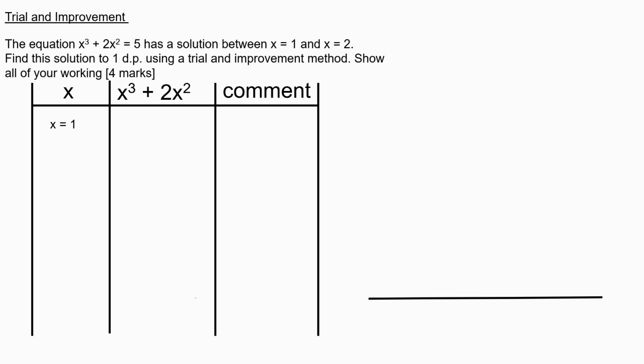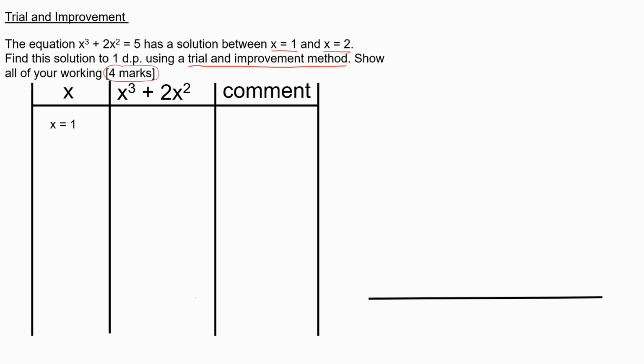In this question, we're asked to solve the equation x cubed plus 2x squared equals 5, given that it has a solution between x equals 1 and x equals 2. And we have to use a trial and improvement method. This is always worth 4 marks in the GCSE exam. And to get those marks, we need to show all of our workings.